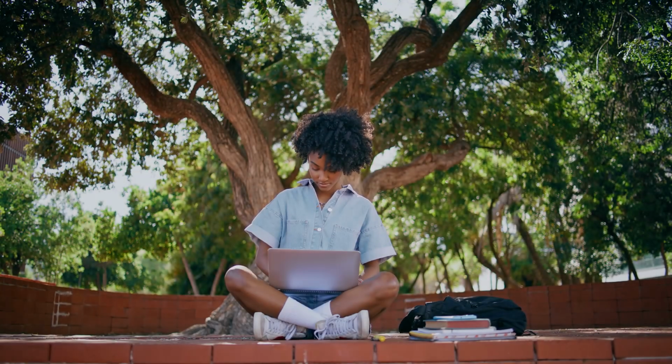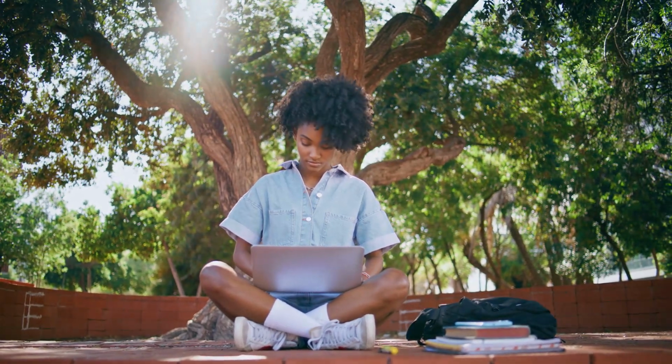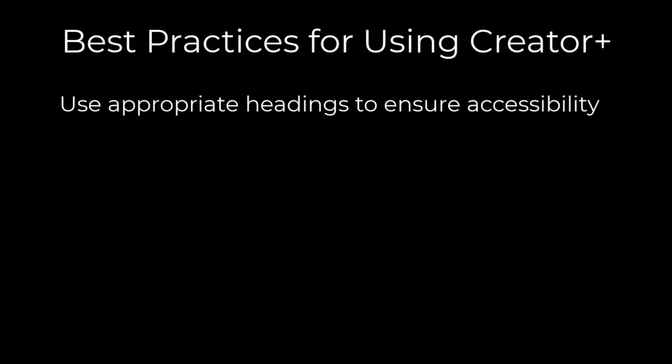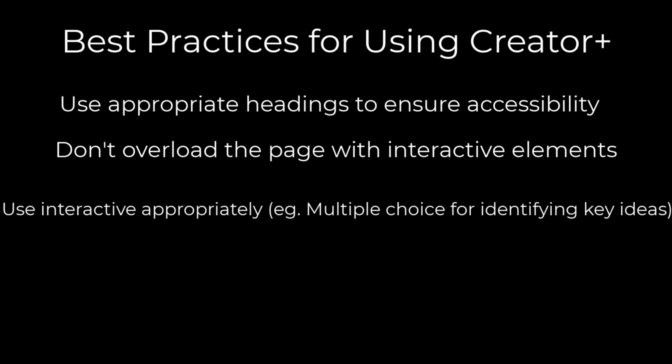Using the Creator Plus features can transform your course content, but to get the most out of Creator Plus, keep these best practices in mind. Structure. Ensure your content is logical with appropriate headings for accessibility. Balance. Use interactive elements sparingly. Aim for no more than 3 per page to avoid overwhelming students. Purpose. Use specific tools for specific goals. For example, use multiple choice for key ideas, fill in the blank for vocabulary, sequencing for processes, and hotspots for labeling.